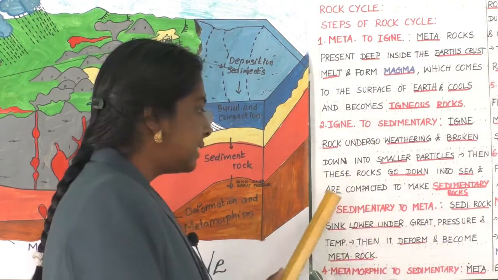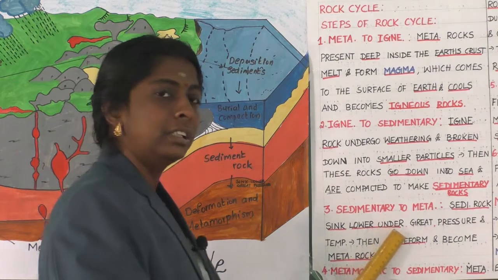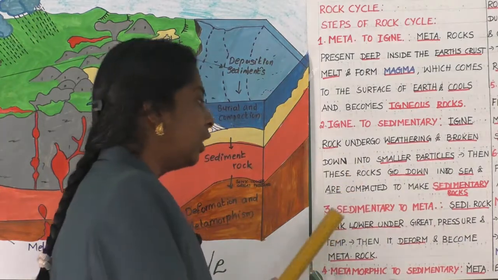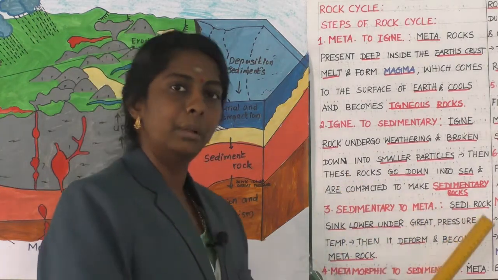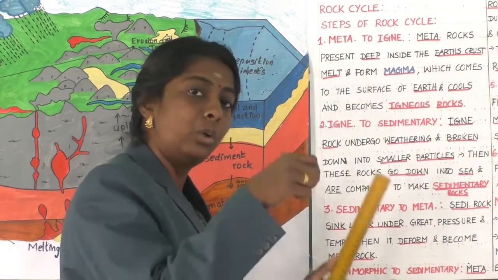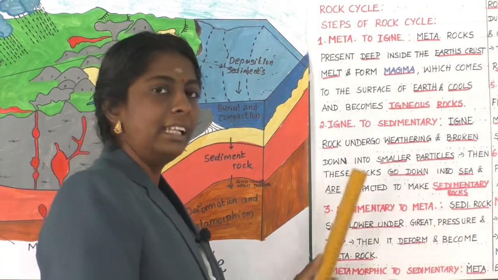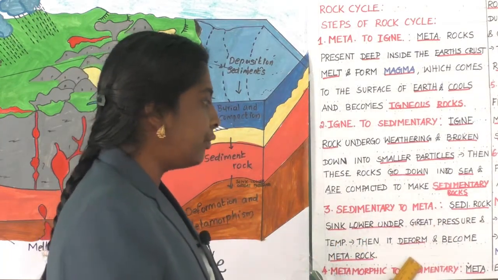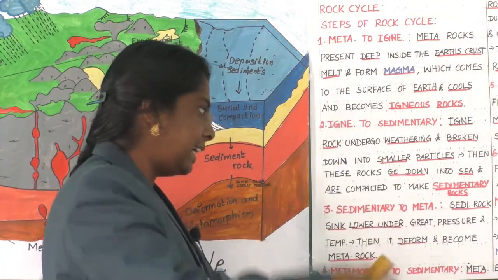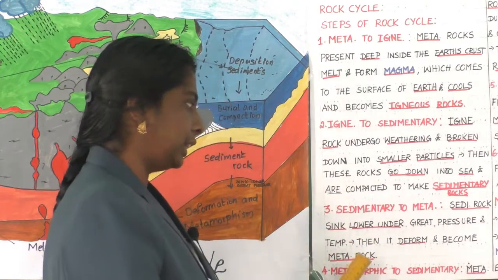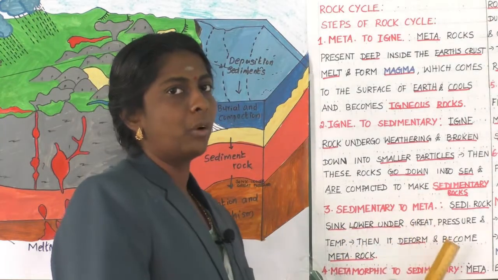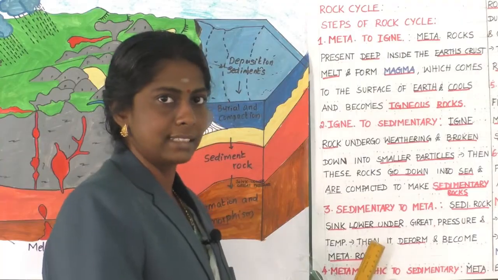Now, the next step is how sedimentary rock is converted to metamorphic rock. So, what is this? Sedimentary rock sink lower under great pressure and temperature. Then it deform and become metamorphic rock. So, it gets sink lower under great pressure, then it deforms and become this type of rock, that is metamorphic rock. Clear children? Yes. Yes children.